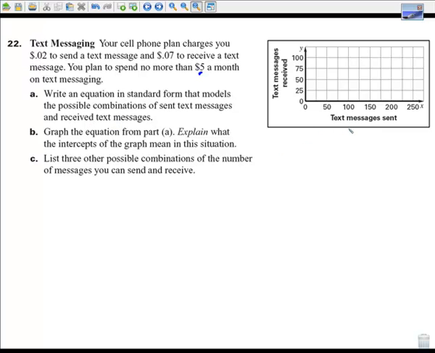Over here, they've already set up our XY axis, so this lets us know that the sent text messages are x and the received are y. We do need to know that. If they did not let us know, then we would just get to make our own choice. But over here, they've set up the graph for us. So part A, it's 2 cents for every one that you send, so 2 cents x. It's 7 cents for every one you receive, so that's y. And you're going to spend really $5 or less, but we're going to look at the full $5.